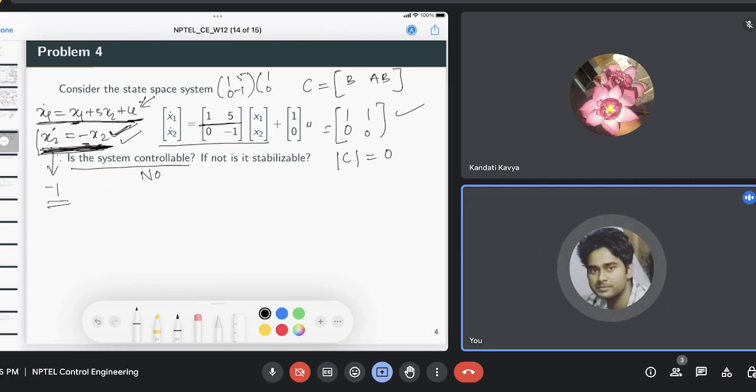So the uncontrollable mode is already stable, and the controllable mode you can make go to 0 by your choice of control. That means your system is stabilizable. It is not controllable, but it's stabilizable. That is, you can make your system stable by choosing your control.